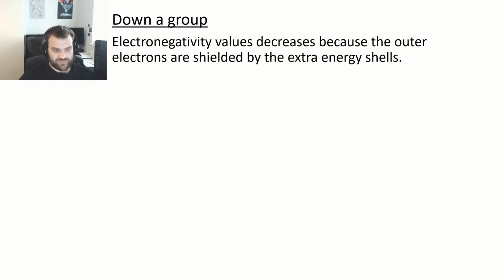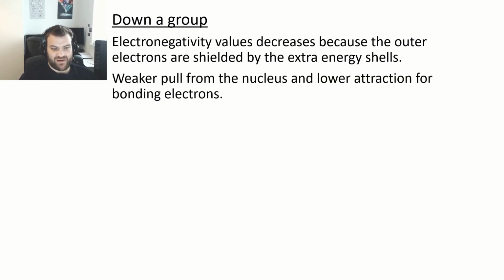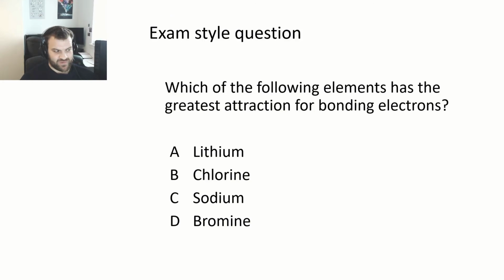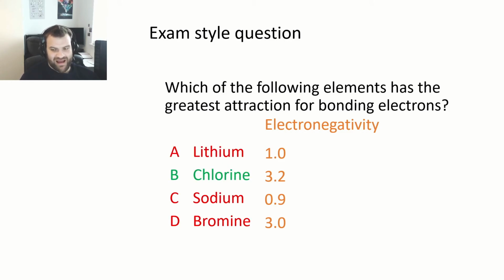If we talk about a group, the values decrease as you go down because the outer electrons are shielded by these extra energy shells. That results in a weaker pull from the nucleus and a lower attraction for the bonding electrons. In terms of the questions that we could be asked, they could ask you which of the following has the greatest attraction for bonding electrons. What we need to recognise is that it's just talking about electronegativities. We then go to the data booklet and look at the values that each of these have, and then we can say that the chlorine with the highest value has the greatest attraction for bonding electrons.